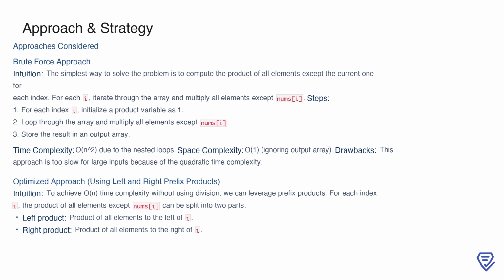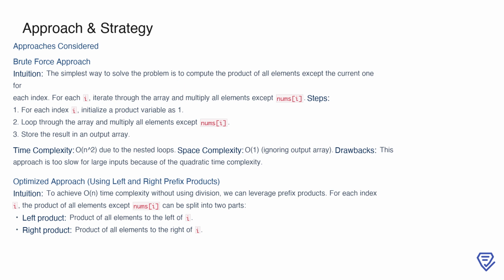While this method is conceptually simple, its major drawback is efficiency. The nested loops result in a time complexity of O(n^2), which becomes impractical for large arrays. Additionally, while the space complexity is minimal, this approach is far too slow to be a viable solution for competitive programming or real-world applications. Clearly, we need a better strategy.